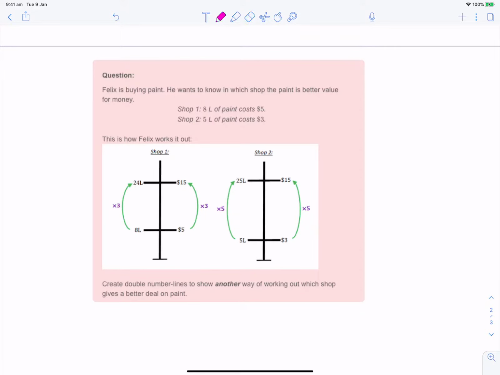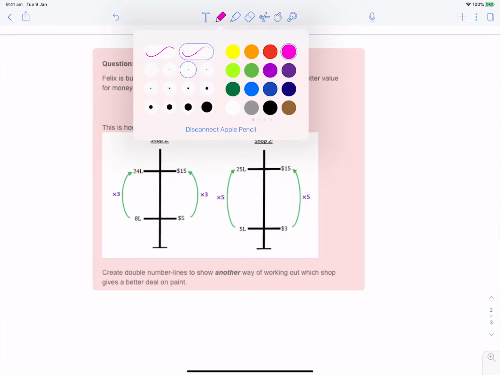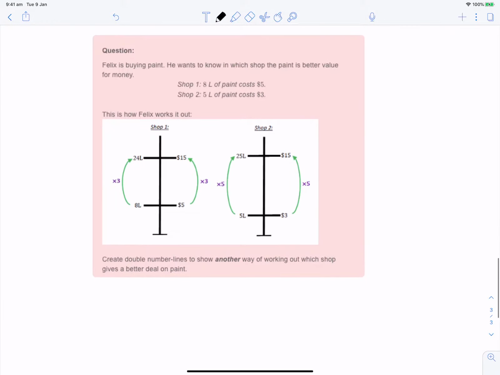Alright, we're going to run through another worked example of comparing costs. This time we're going to run through a paper test version showing how to use the double number line to show an alternative method of solving out which shop is cheaper. So first key bit of information is to work out that this part here doesn't change. 5 litres is always going to equal $3 in this shop. 8 litres is going to equal $5 in this shop.